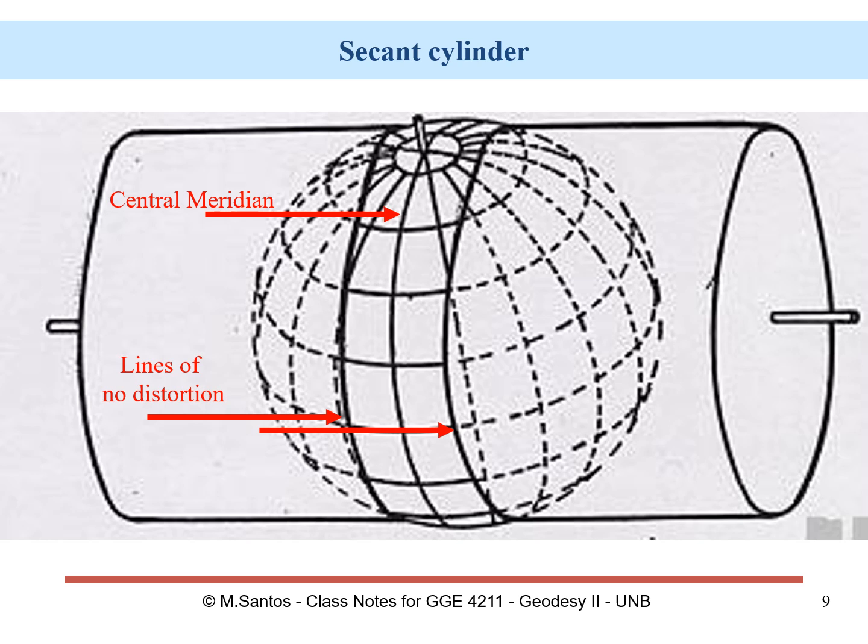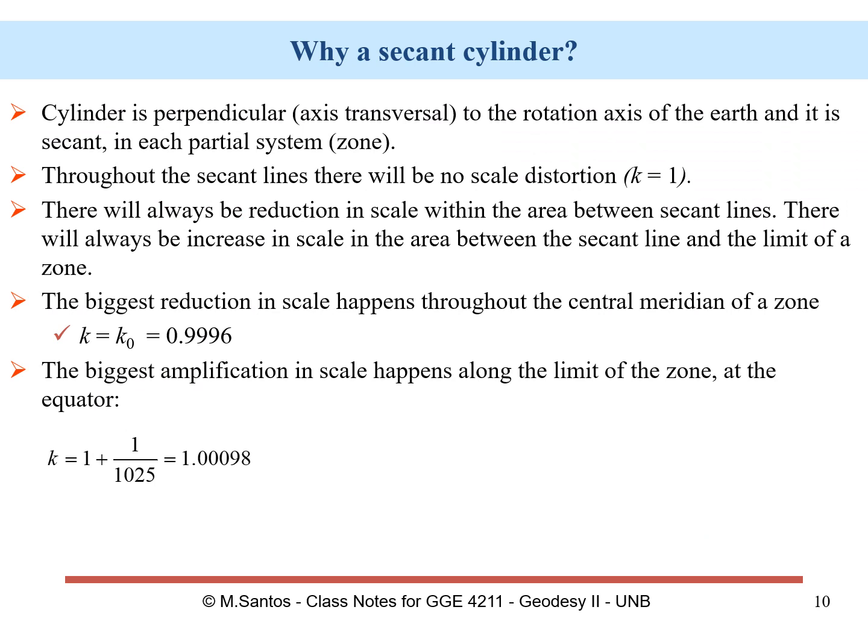The central meridian is going to be represented as a straight line, the lines of no distortion will be represented as a straight line, and the equator will be represented as a straight line. What is the advantage of using a cylinder that is secant instead of a tangent? We will be decreasing the linear distortions.